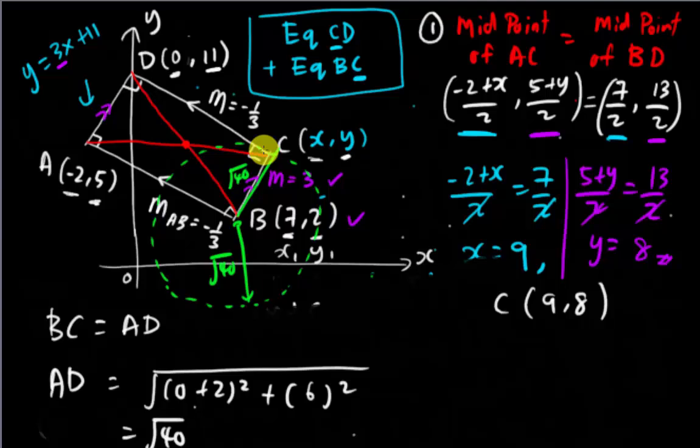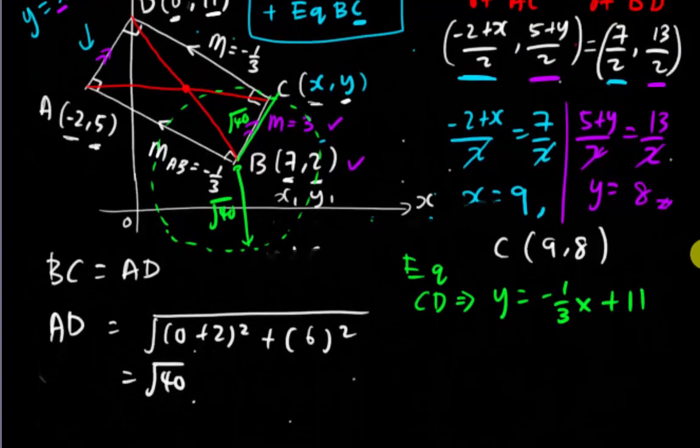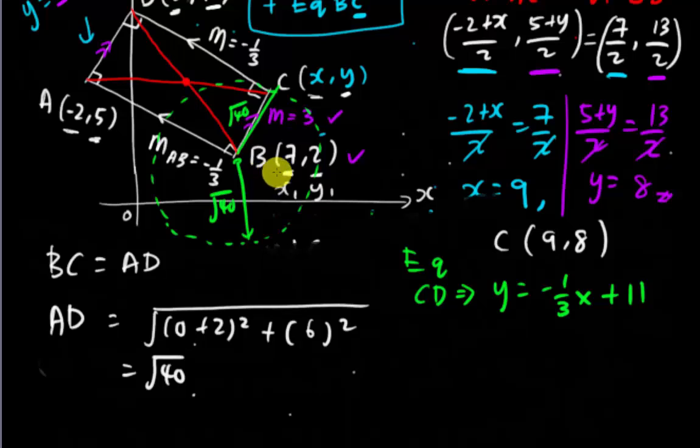Okay, before I forget, what is our equation of CD just now? Maybe you can scroll back the video to see the equation of CD, but I just solved it quickly. It should be y equals negative 1 over 3 x plus 11. We're going to use this equation of CD later. Here, I'm going to use B in the distance formula because BC will be square root 40 also, the same as AD.